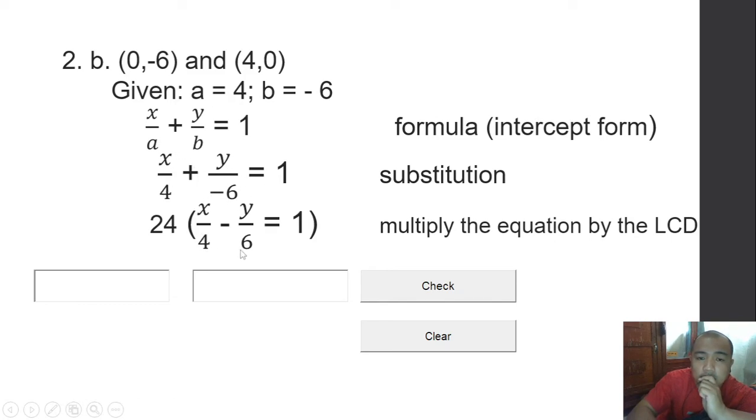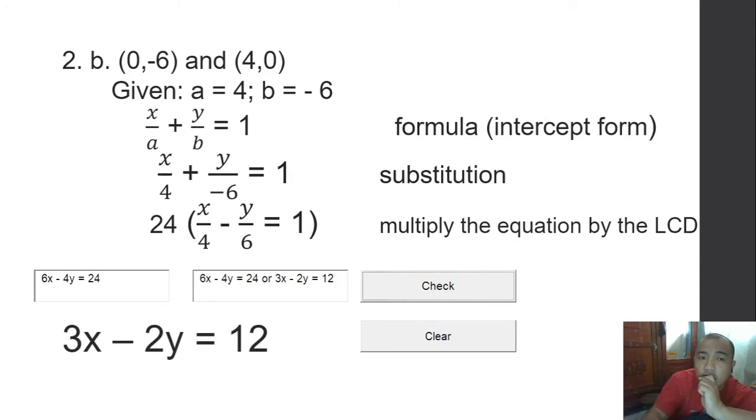But we're going to transform this to ax plus by equals c form. Then we will multiply the equation by 24. So that will be equal to, let's write here, 6x minus 4y equals 24. Again, let's check. Yeah, 6x minus 4y equals 24. Or we can still simplify the equation, divide all terms by 2. 3x minus 2y equals 12. It's the equation of the line with x-intercept 4, y-intercept negative 6.